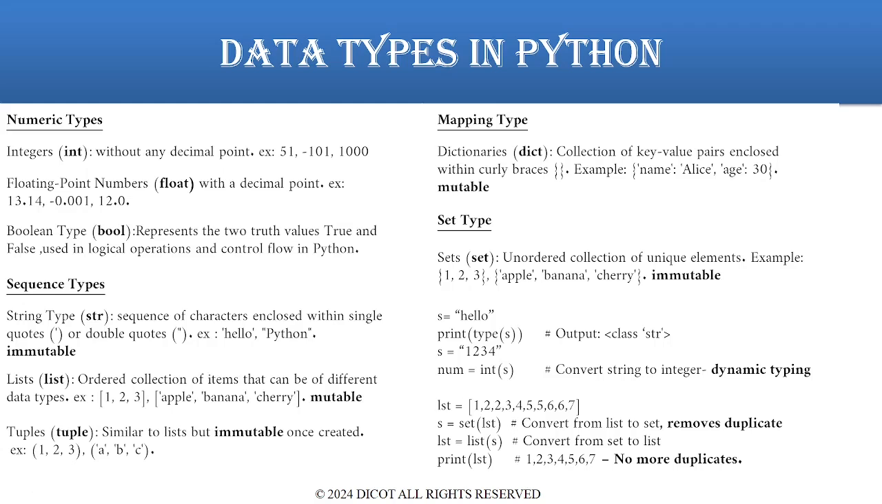So, this completes the overview of data types in Python. We will discuss them in detail in the coming slides.